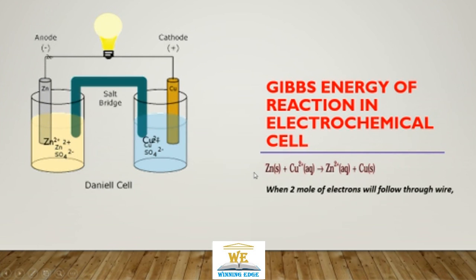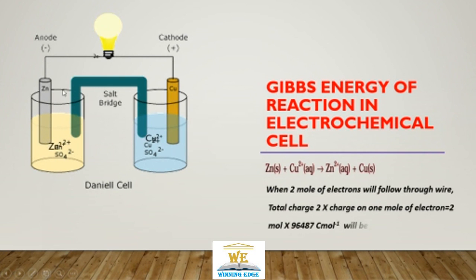Now 2 moles of electrons will flow through the wire for a total reaction of 1 mole of zinc and 1 mole of copper. So the 2 moles of electrons will carry a total charge of 2 times the charge on 1 mole of electrons, which is 96,487 coulomb per mole. So 2 into 96,487 coulomb per mole is the total charge flowing through the wire.